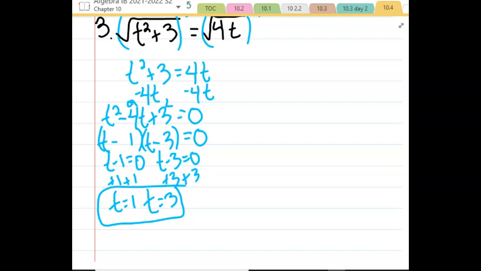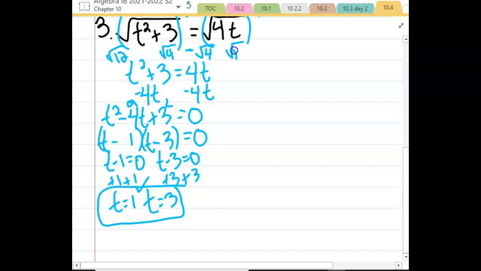But we need to plug these in and check and make sure they both work. So if I plug in 1, you're going to plug 1 in for the entire equation. 1 squared is 1. 1 plus 3 is 4, so you get the square root of 4, which is 2. On the right-hand side, when I plug in 1, 4 times 1 is 4, so you also get the square root of 4. So 1 works. Good deal. When I plug in 3, 3 squared is 9. 9 plus 3 is 12, so you get the square root of 12. On the right-hand side, when you plug in 3, 4 times 3, 12, square root of 12. You just need to make sure you get the same thing on both sides. Perfect. So they both work. Neither are extraneous solutions there.